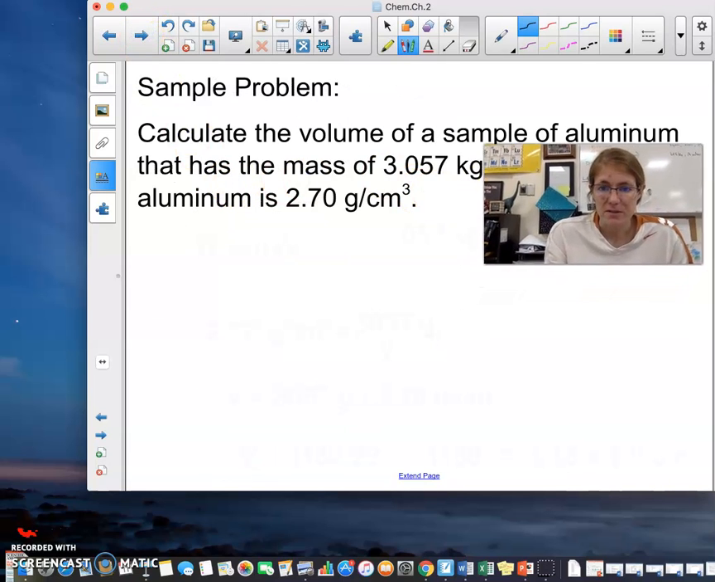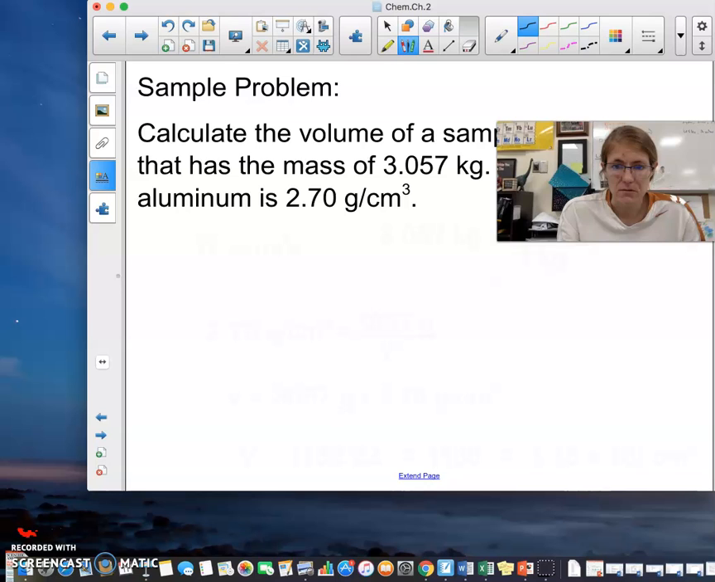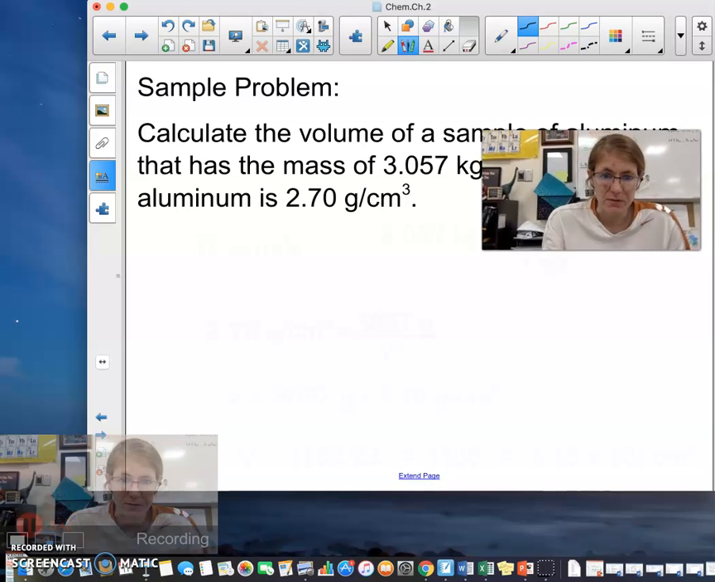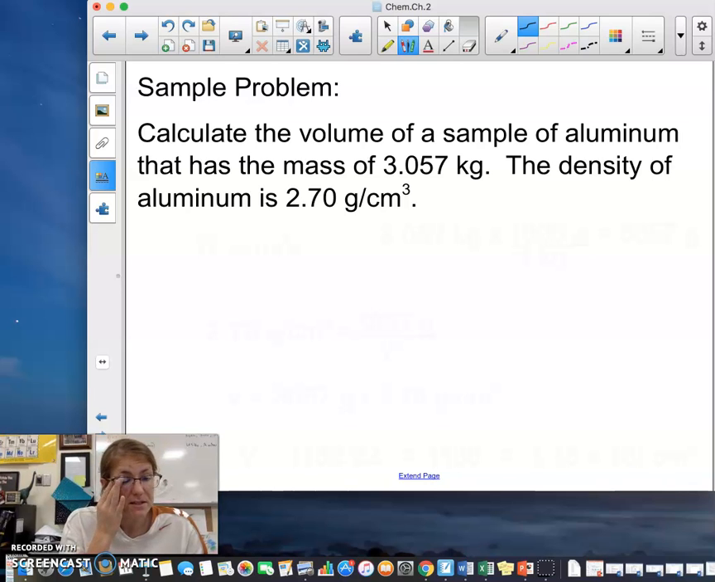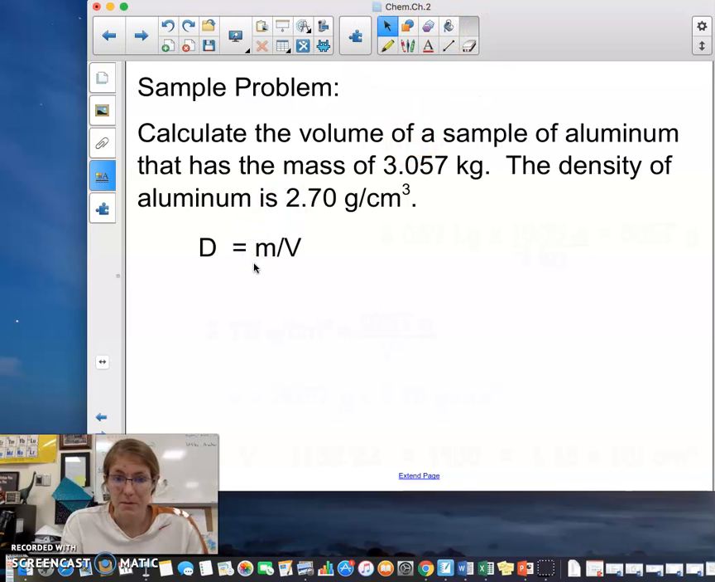Okay, a sample problem dealing with density. Calculate the volume of a sample of aluminum that has a mass of 3.057 kilograms. The density of aluminum is 2.7 grams per centimeter cubed. So density is mass divided by volume. They give us density and they give us mass. However, it's in kilograms. That doesn't work, so you have to convert kilograms to grams.